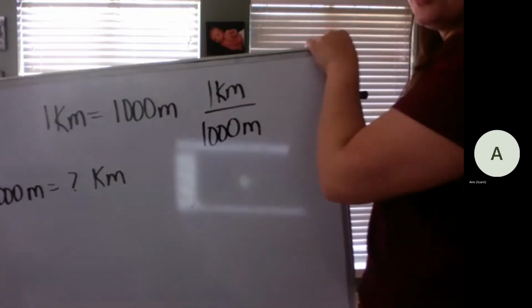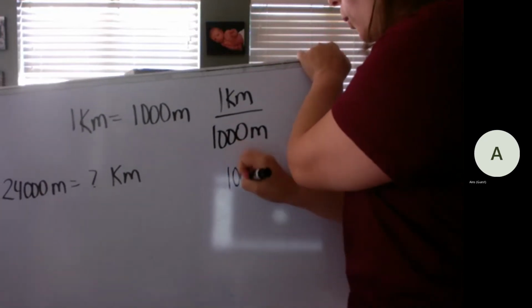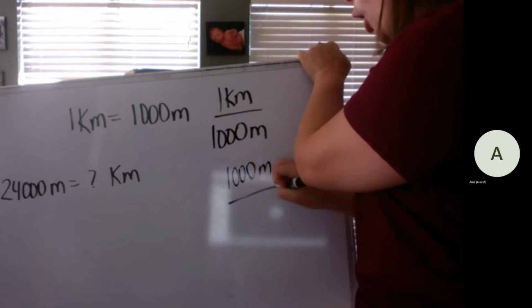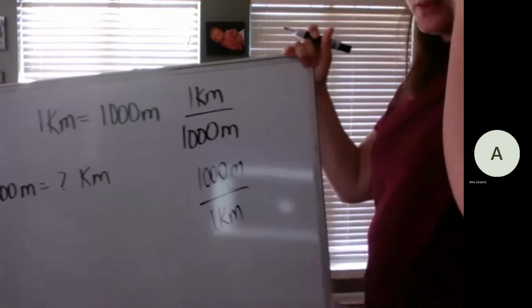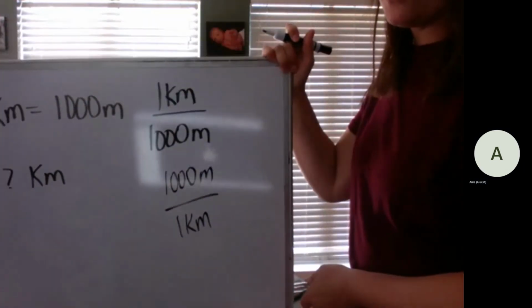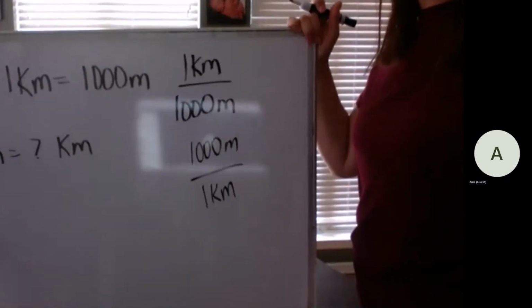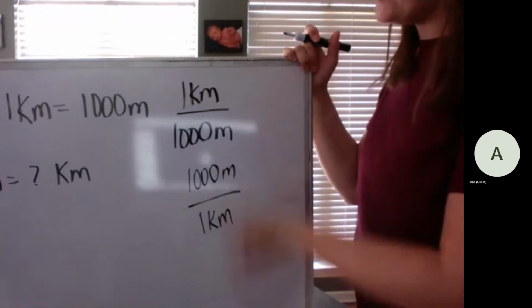that glare from my screen is real bad. Or 1,000 meters over 1 kilometer, right? Mm-hmm. Not there. It's better. Well, I just made it worse. I've got to figure out the lighting a little better. Okay, anyway, you see that, right?